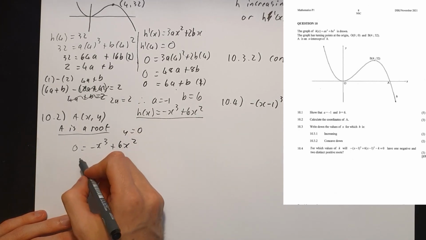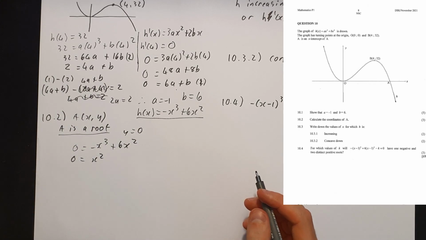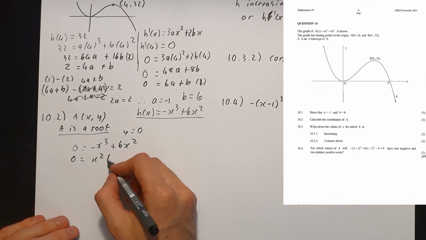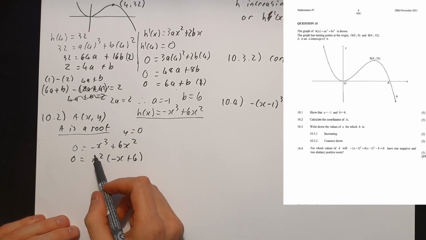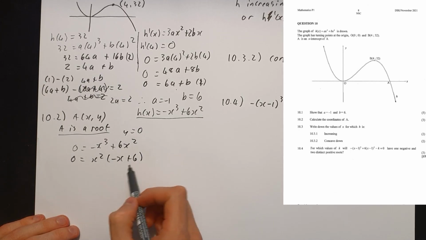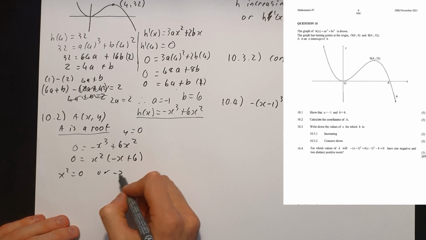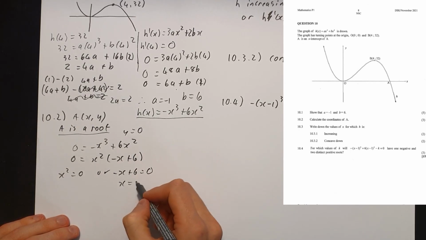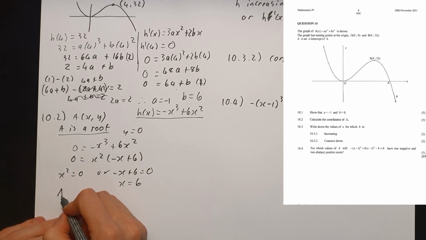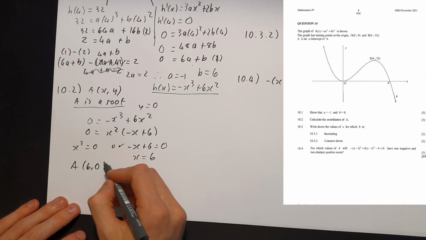Take out x squared as a common factor. If we take that out as a common factor, we're going to then end up with negative x plus 6. Okay, and we know that A can't be where x equals 0, so therefore we'll have x squared equals 0 or minus x plus 6 equal to 0, so therefore x will equal 6. So A's coordinate, don't forget to write it in coordinate form, is then going to be (6, 0).